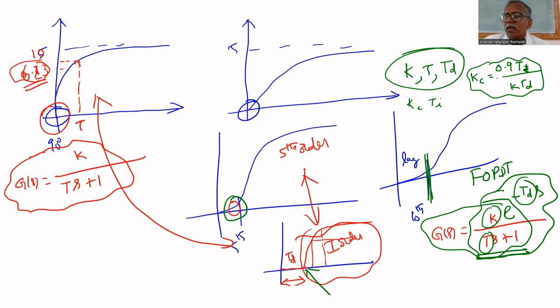Kc equal to 0.9 times tau upon K Td. Ti equal to 3.33 times Td, the dead time multiplied by 3.33. By using this thumb rule, you can find Kc and Ti. So to find the appropriate value of Kc and Ti, we need the mathematical model. Theoretically, it is not feasible to find the mathematical model. That's why we are finding the mathematical model experimentally.